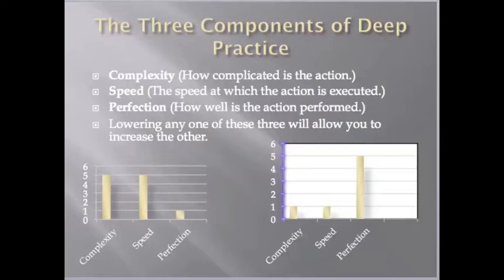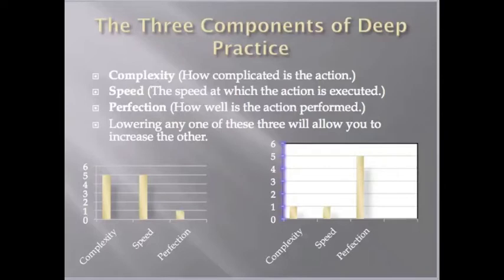So I have two charts down here, and the chart on the left is how most people practice. They take something that's very complex and they do it full speed, but their level of perfection is very low. An example would be going into the gym. You want to improve your shot, so you just start shooting baskets, and you're missing them left and right because you're doing something that's very complex and you're doing it at a high rate of speed, but your level of perfection is very low. And when you do that, you're teaching yourself how to miss shots. You're reinforcing missing shots.